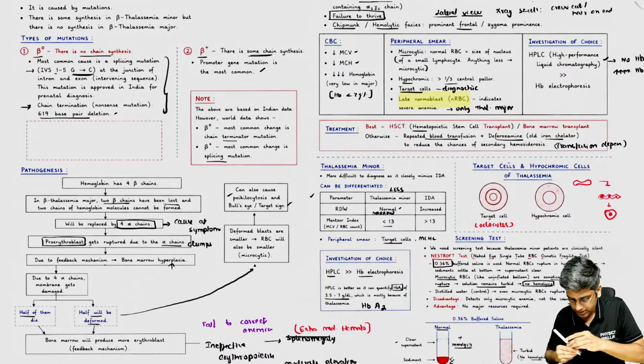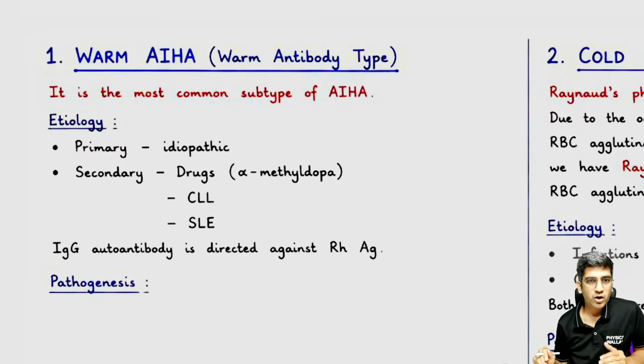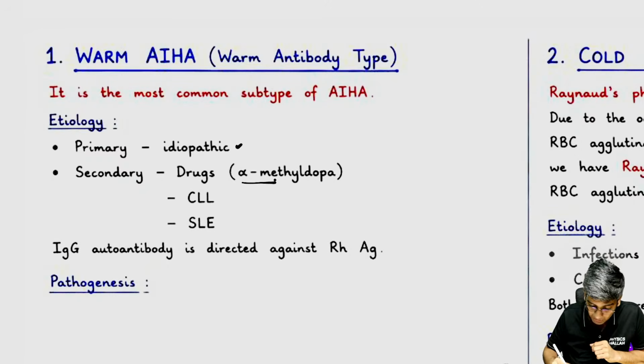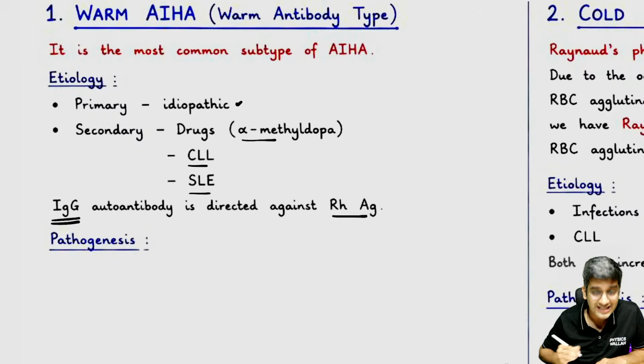Now let's go to the discussion. So autoimmune hemolytic anemia, warm antibody type is the most common subtype. Like I said, common is always idiopathic, right? Some part of medicine will make us feel comfortable. I also can write story and escape. Drugs, alpha methyl dopa, one of the important drugs. We have stopped giving them. We are giving them for pregnancy induced hypertension, right? Can be seen secondary to CLL, can be seen secondary to SLE. Here the autoantibody IgG is acting against Rh antigen.